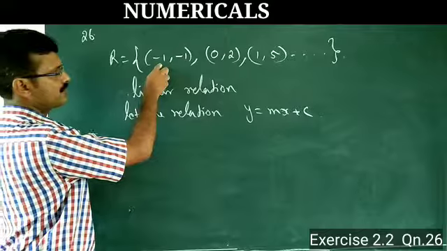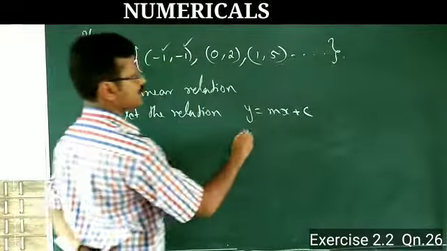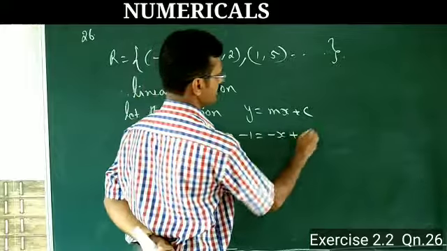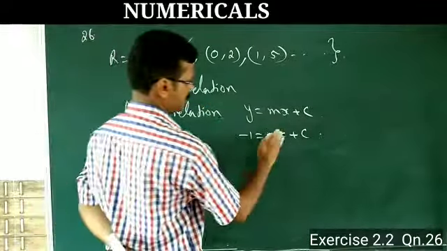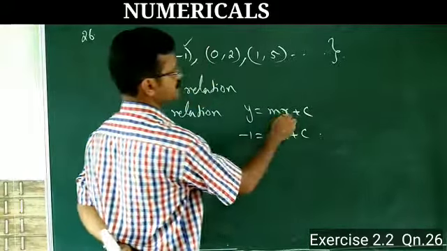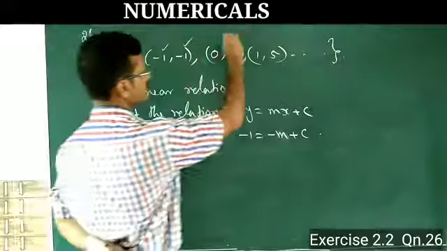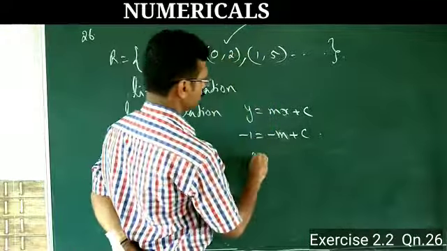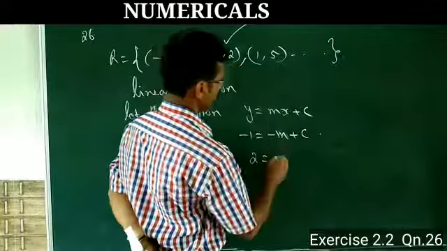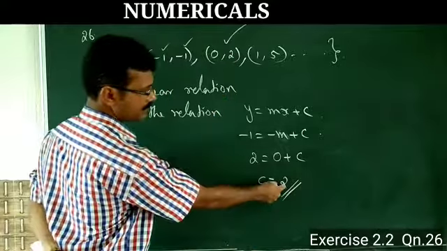Now I'll put the first component. x is minus 1, y is minus 1. So minus 1 is equal to minus m plus c. Alright, so one equation I got. Now in this one I put x is 0, y is 2. So 2 is equal to 0 plus c, so c is equal to 2. I got the value of c.